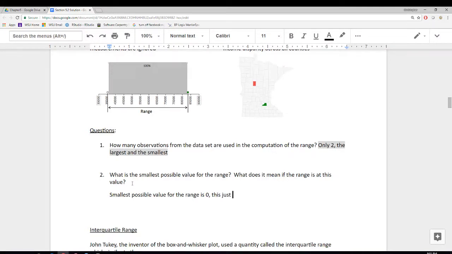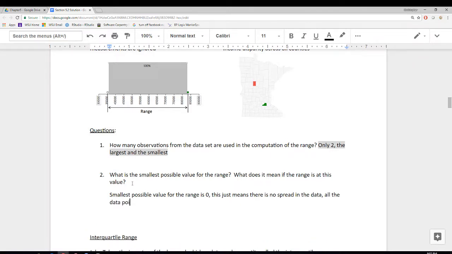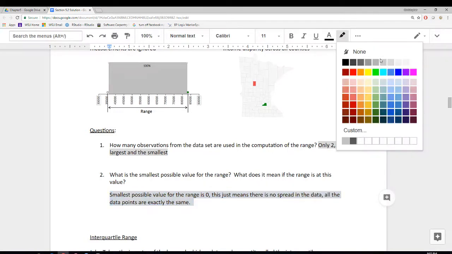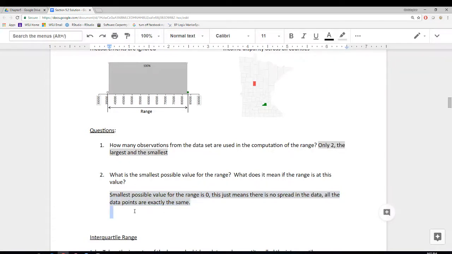And this just means there is no spread in the data. All the data points are exactly the same in this situation. So as the range gets smaller and smaller, it means that the data is becoming more and more alike. Actually, it just means that the largest value and the smallest value are becoming more and more alike.